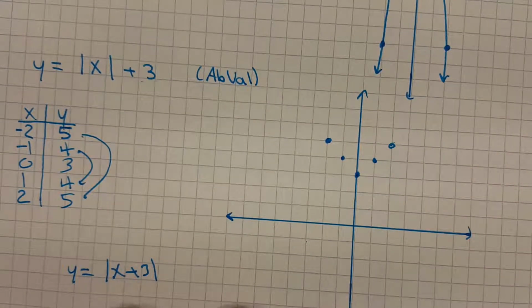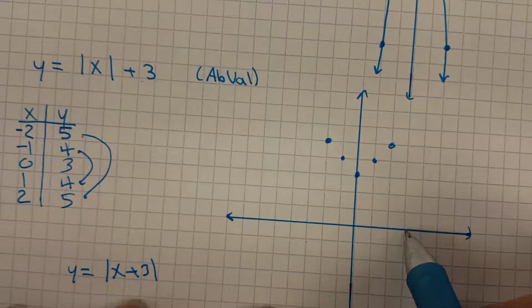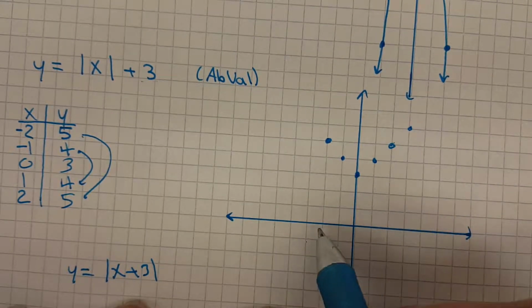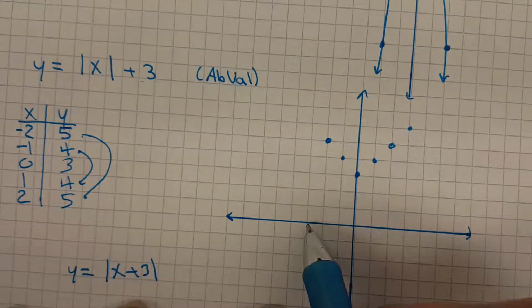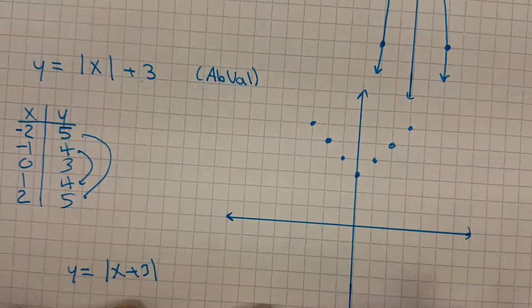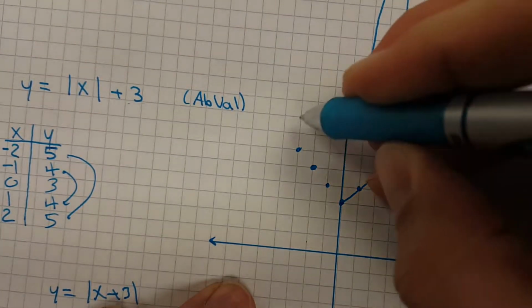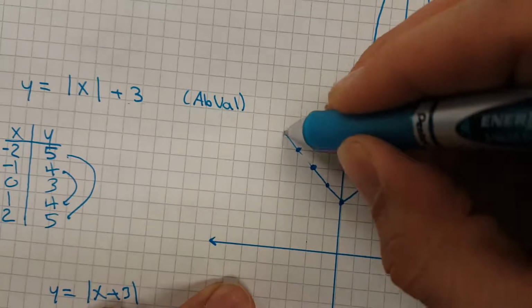I mean, I could plug in another number and see what happens. What happens if I plug in a 3? The absolute value of 3 is 3, plus 3 is 6. The absolute value of -3 is 3, plus 3 is 6. Okay, so yeah, it keeps going and going that way. So we got a nice little straight line this way, and we got a nice little straight line going that way.